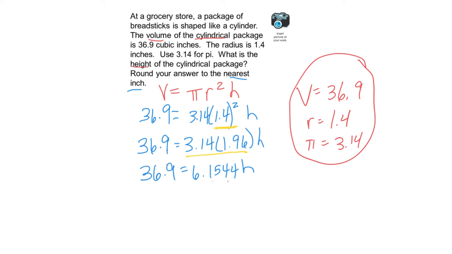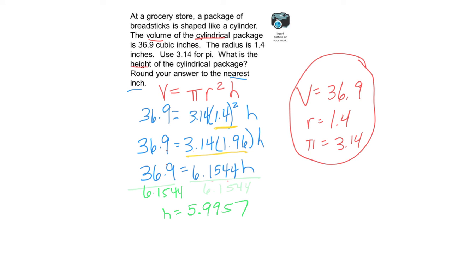All right, so I'm going to keep going here. Divide by 6.1544. And I'm going to ask Alexa because I forgot my calculator. Hey Alexa, what is 36.9 divided by 6.1544? 36.9 divided by 6.1544 is approximately 5.9957. All right, now I have it all done.